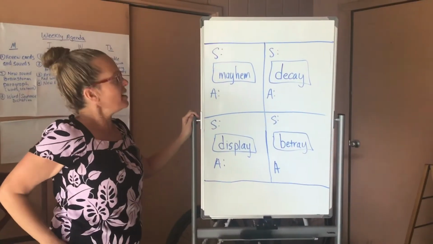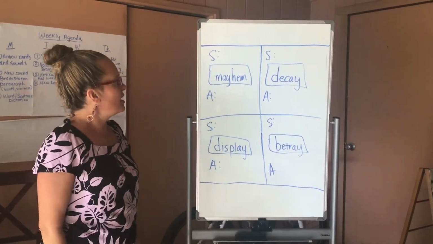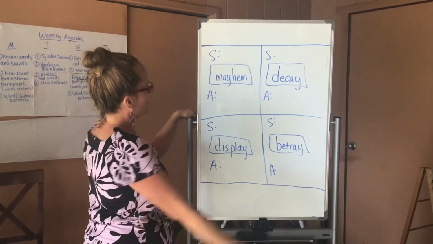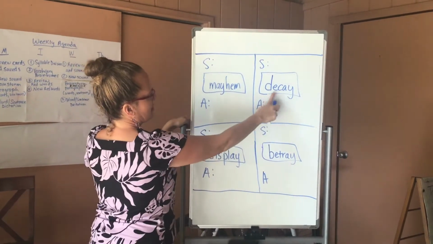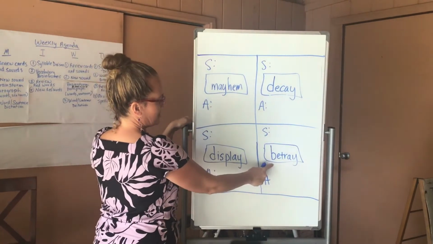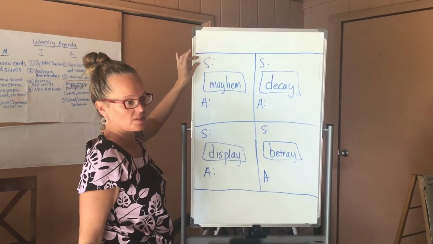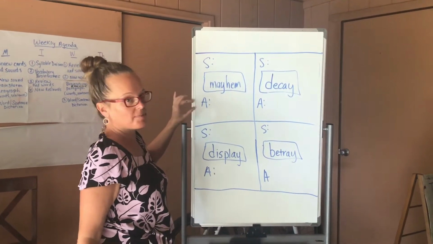Go ahead. Okay, good. So these are the brain frames. And you're going to write them little and in the middle. Little and in the middle. Mayhem. Decay. Display. And betray. Remember your S's for synonyms, which means the word that's the same. And your A's for antonym, which means opposite.